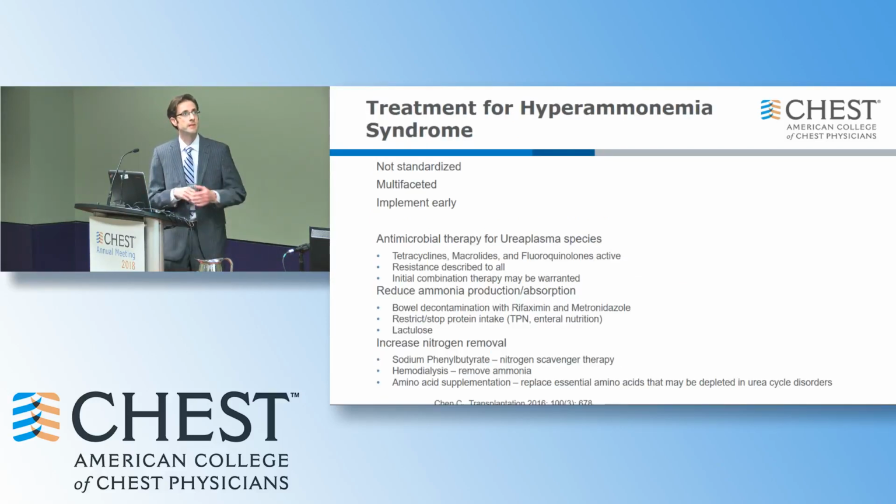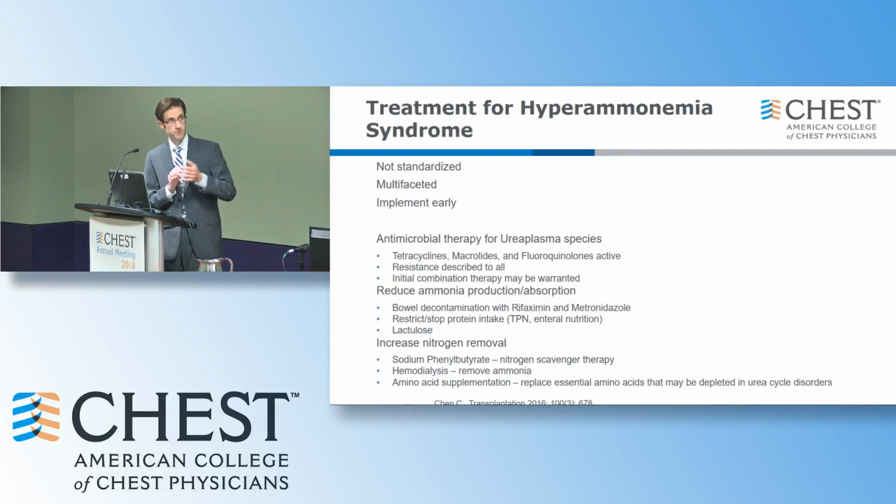Treatment for hyperammonemia syndrome is not at all standardized, but it seems to be important that it be multifaceted and implemented early. There are some algorithms that have been developed and published. Importantly, antimicrobial therapy should be started early, and agents that are effective against ureaplasma include tetracyclines, macrolides, and fluoroquinolones. Unfortunately, resistance has been demonstrated by ureaplasma to all those agents, and so if you're really concerned about this, combination therapy early in the course is probably warranted.